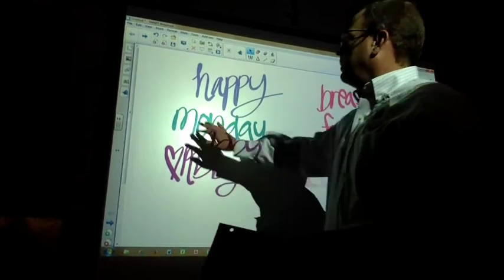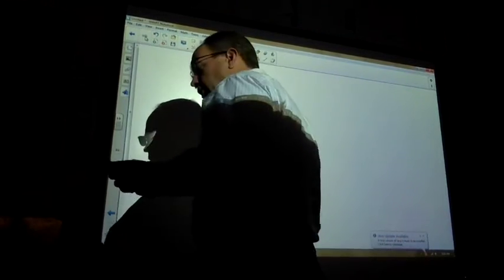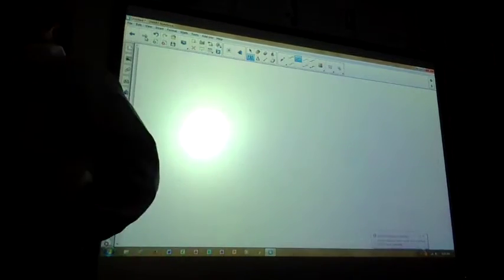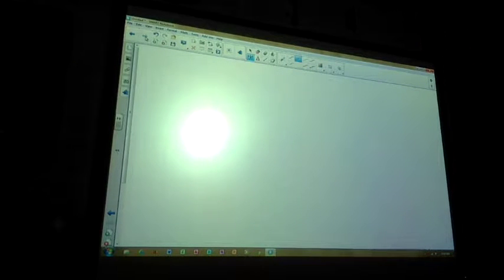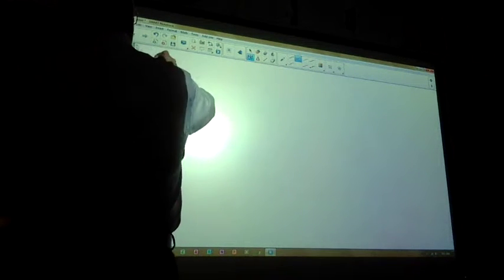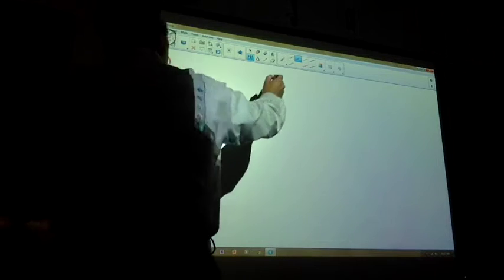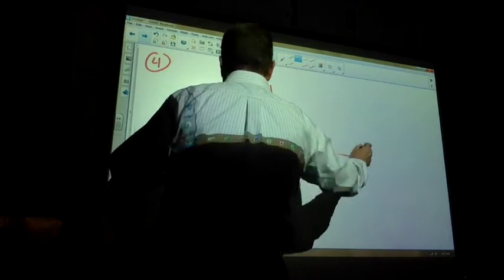First page. Any of those you would like to see? You're not sure about number 4? Number 5? Okay, let's do number 4 first. X, Y axes.